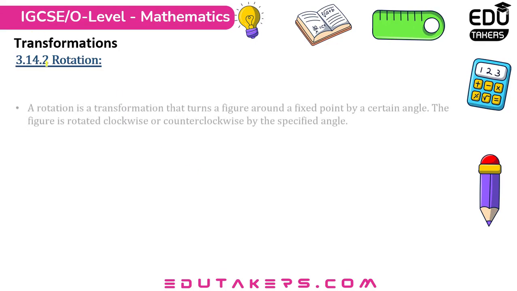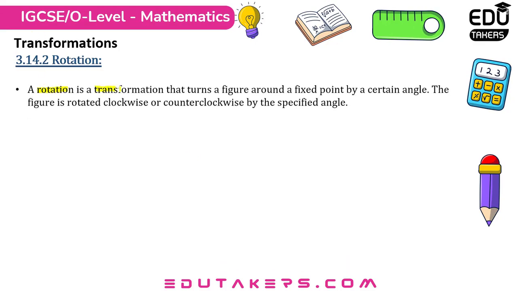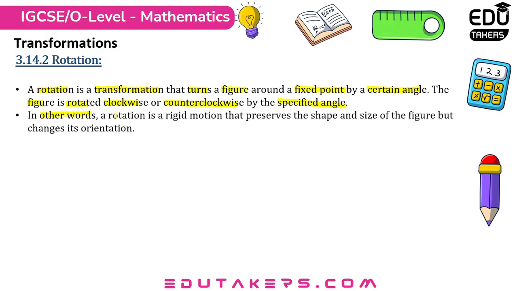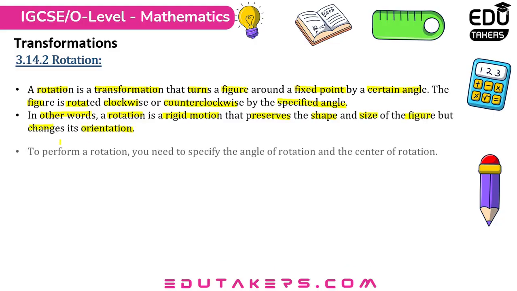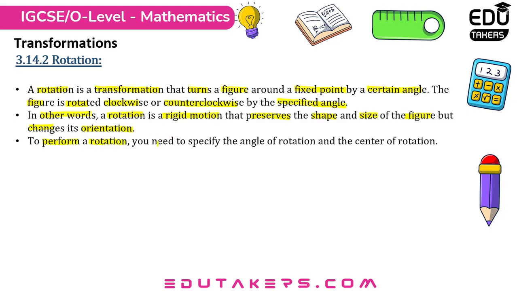The second one is rotation. A rotation is a transformation that turns a figure around a fixed point by a certain angle. The figure is rotated clockwise or counterclockwise by the specified angle. In other words, a rotation is a rigid motion that preserves the shape and size of the figure but changes its orientation. To perform a rotation, you need to specify the angle of rotation and the center of rotation.